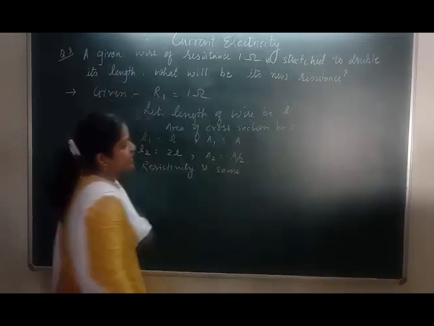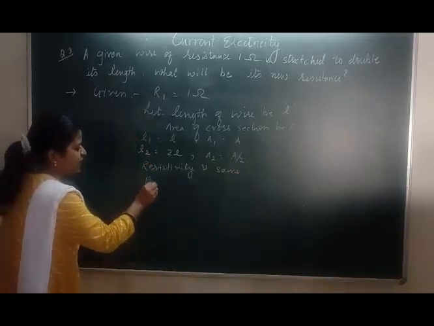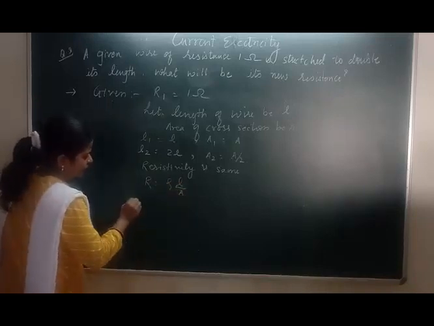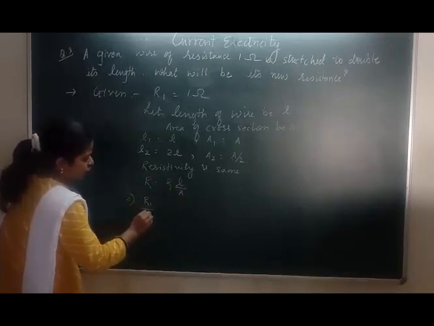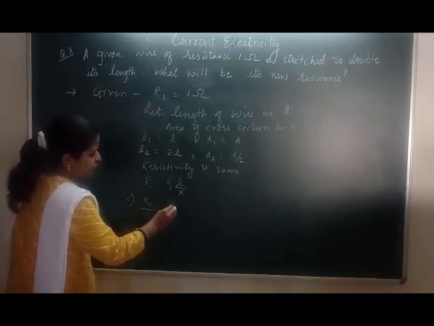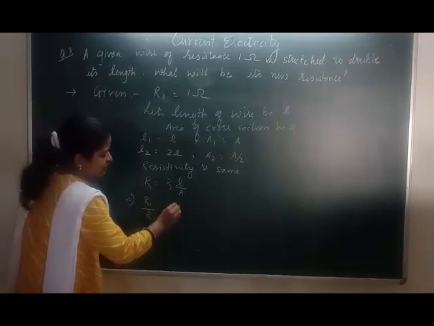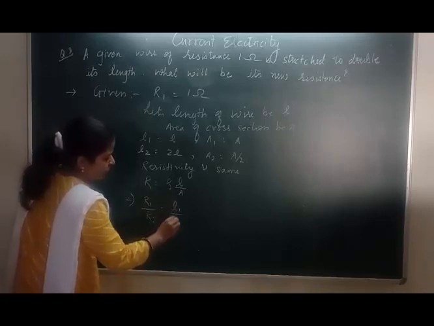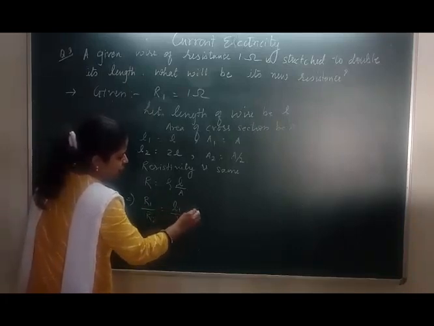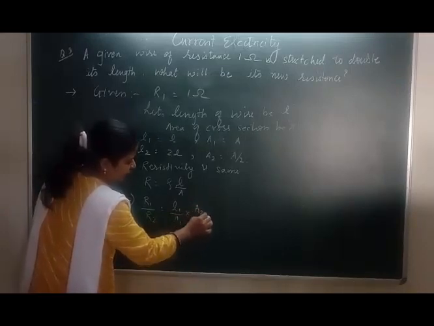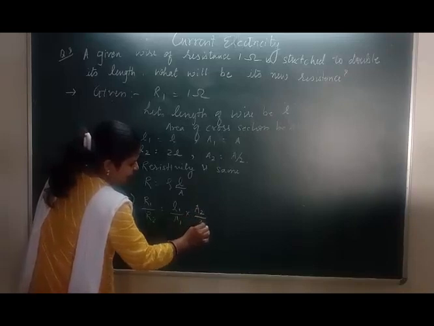As it is made up of same material. Okay. So the formula is R is equal to rho L upon A. We can find it for the two resistances R1 and R2. If resistivity is same, there is no need of writing it, you can just write it down. R1 upon R2 is equal to L1 upon A1 into, in the reciprocal form, A2 upon L2.